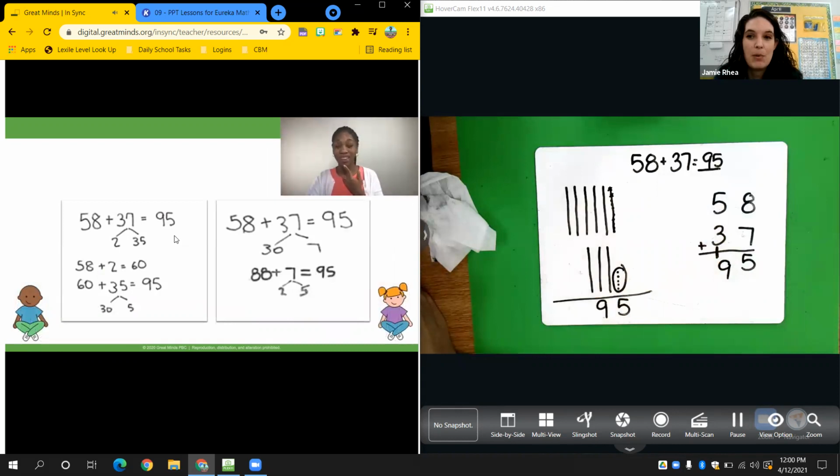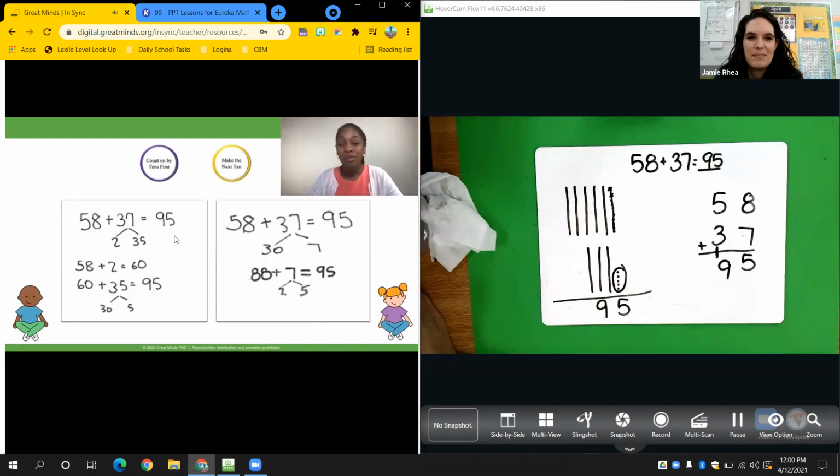I noticed they both broke it down. I noticed that they both used number bonds. They also both broke apart the number 37. However, they broke apart 37 in different ways. Yes, they did. Elijah broke apart 37 into 2 and 35, but Maria broke apart 37 into 30 and 7.